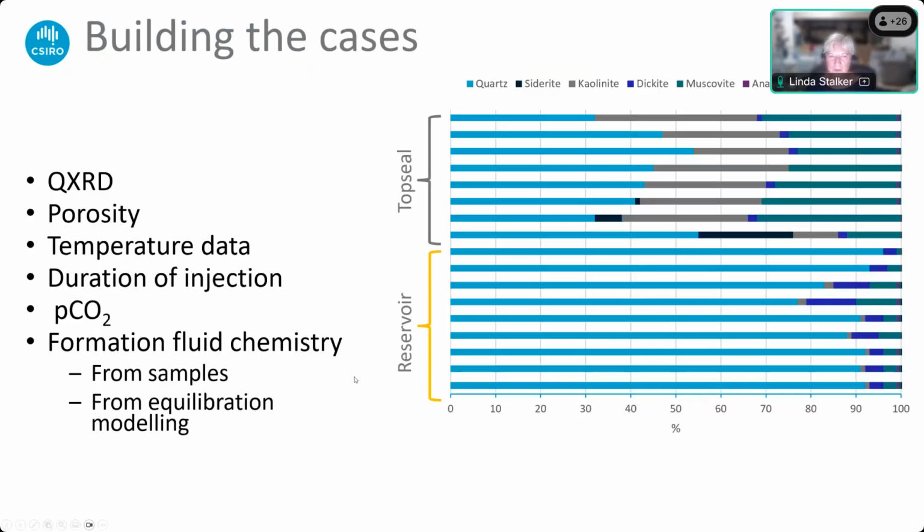If you've got fluid samples that have come from wells, they are frequently contaminated and can be very difficult to actually converge in your models. So we will also do some equilibration modeling to try and make sure that we get a reasonable representation without there being too much trying to manage models.